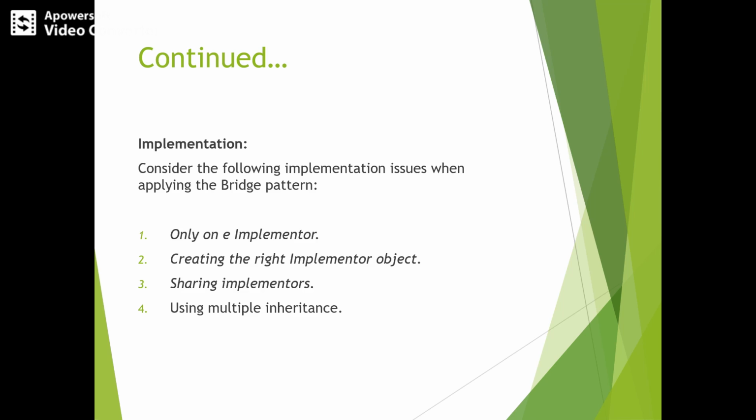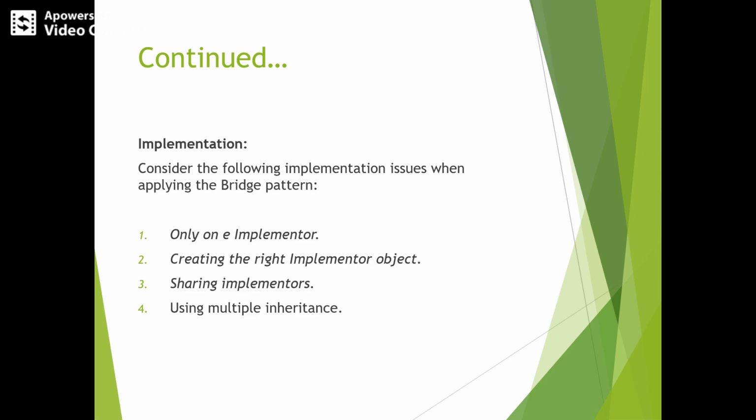That is the issue to be considered, because whenever there is only one implementer, we never need to create an abstract implementer. It is not necessary. This is actually the degenerate case of the bridge pattern, where there is a one-to-one mapping in the relation between the abstraction and the implementer. So that's why we have to consider these issues when applying the bridge pattern.